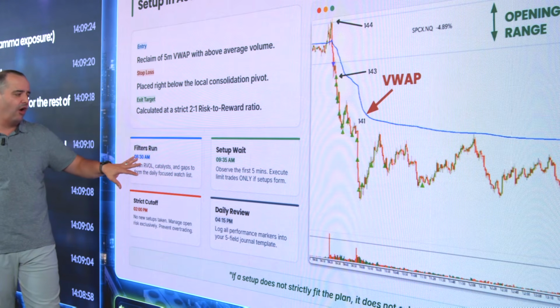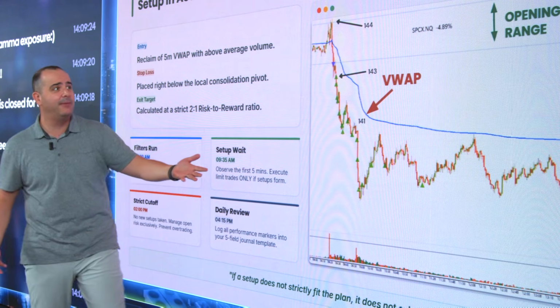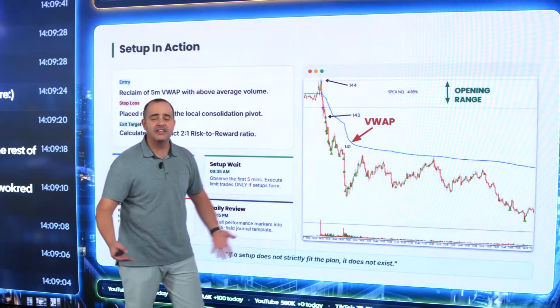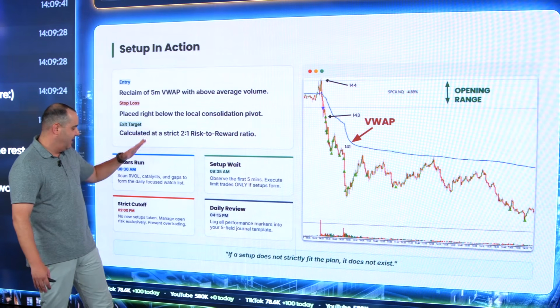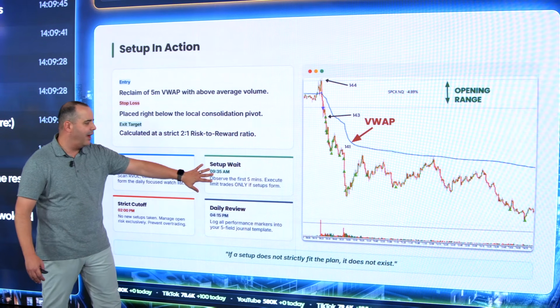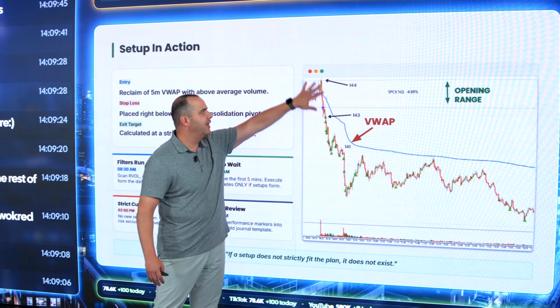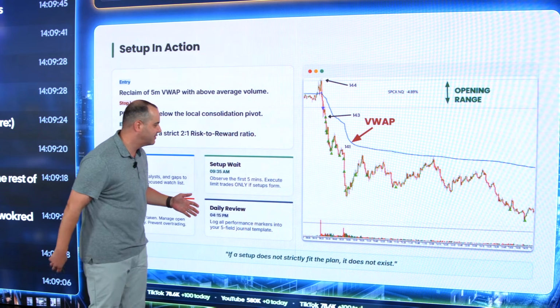We scanned the RVOL. We got a catalyst. It's SpaceX, baby. So the catalyst is a recent IPO with a lot of volume. We like it. That's the catalyst. What's the setup? Wait that 5 minutes. That's what we did. Ignore the noise. We did that. Yes, that was a good trade right there.